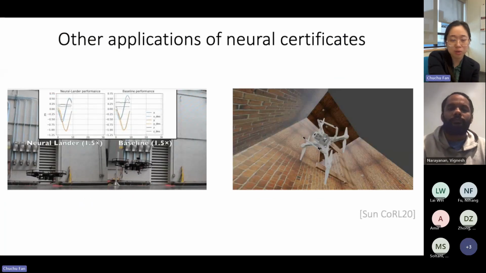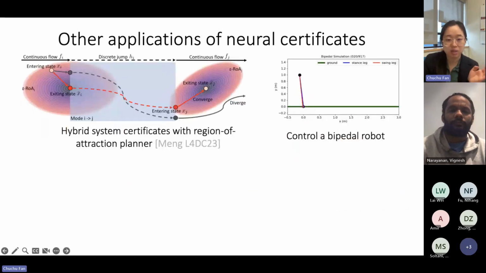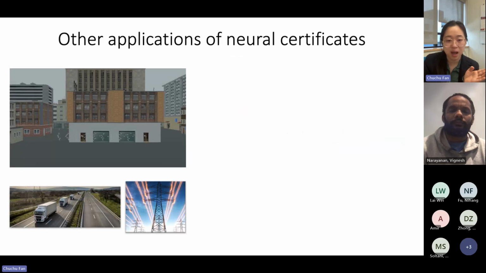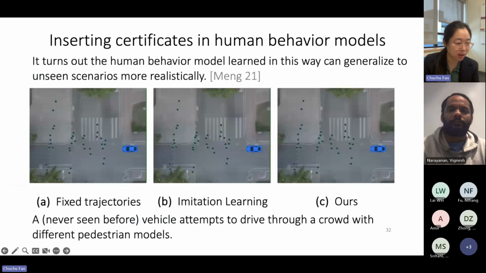So I want to pause here. There are many other applications of neural certificates, ranging all the way from hardware demonstrations to hybrid systems and power grids, but I'd like to pause here for now, just to make sure we have enough time for questions.